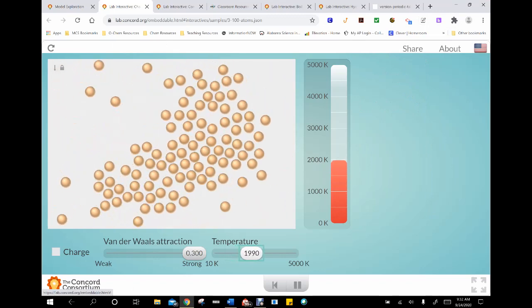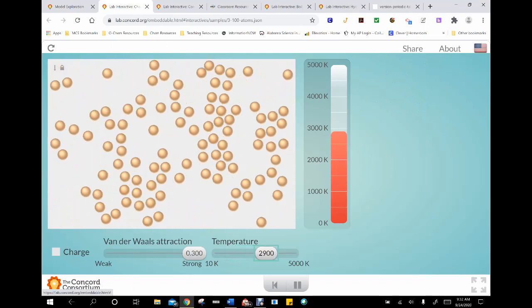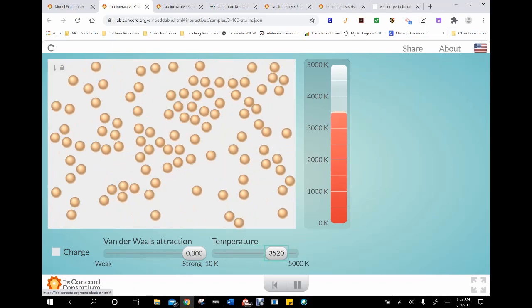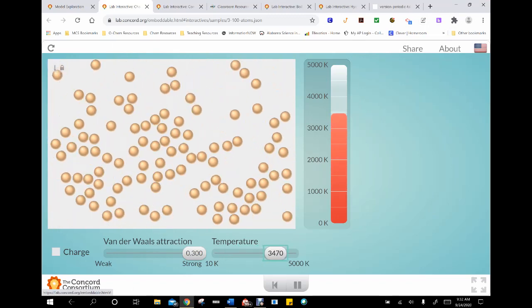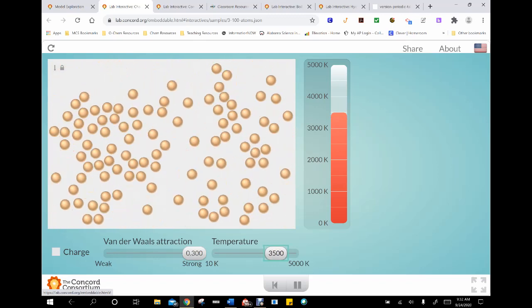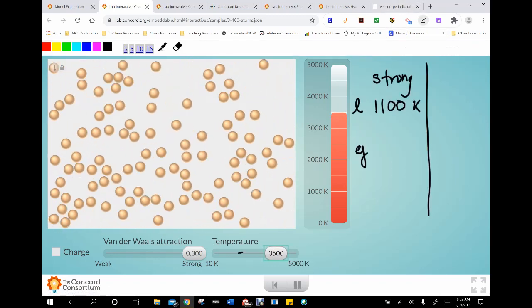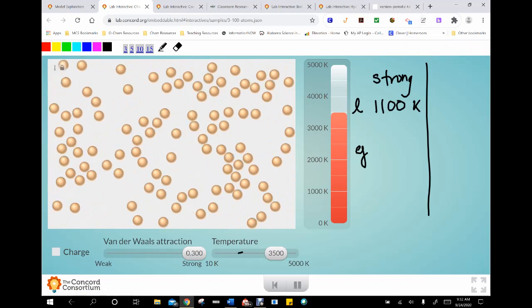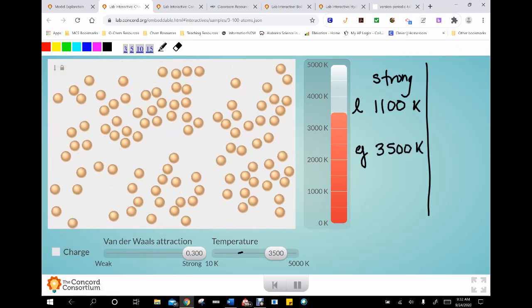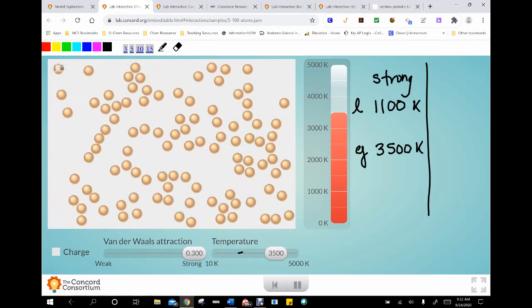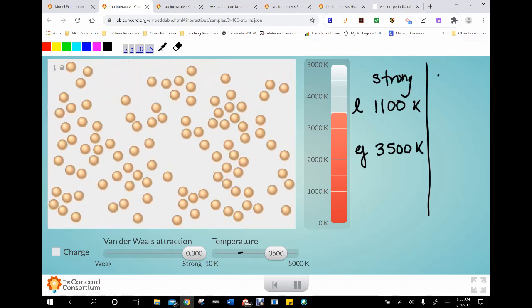Okay, so it looks like to fully get to a gas, maybe 3,500, something like that. We'll estimate 3,500 Kelvin for our temperature. So let's take note of that. So to reach a gas, we had to raise the temperature to about 3,500 Kelvin. So higher temperature means higher energy.